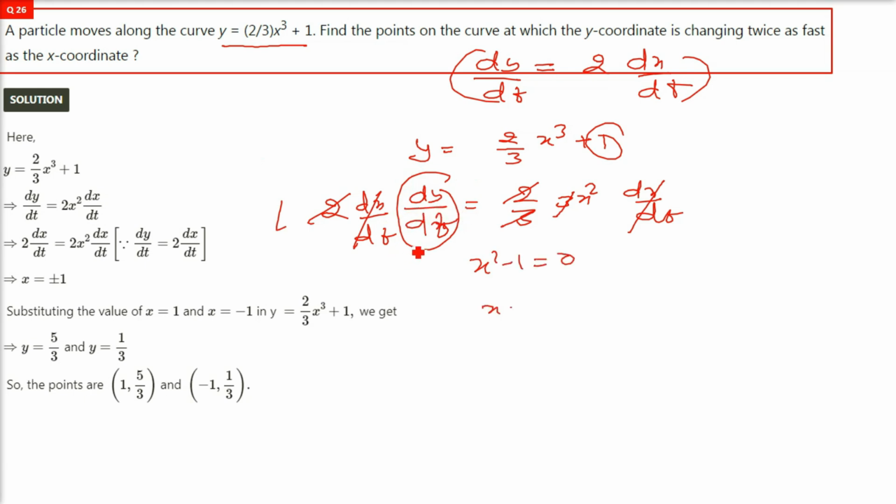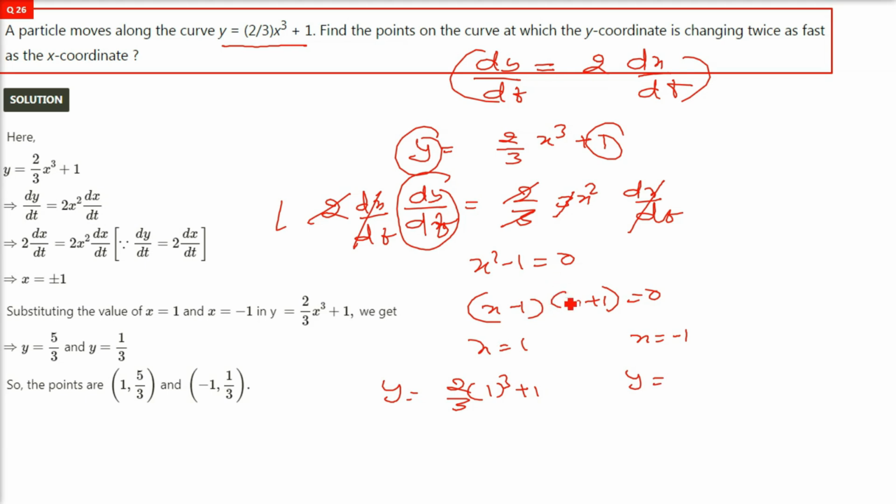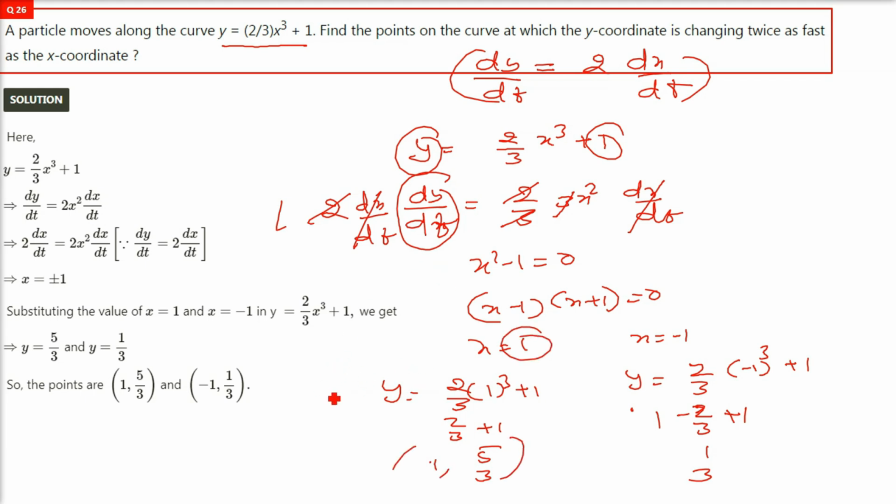So x square minus 1 is equal to 0. This will be x minus 1 into x plus 1 equals 0. So x will be 1 and x will be minus 1. Now what will be the value of y corresponding? For x equals 1, y will be equal to 2 by 3 into 1 cube plus 1. Here y will be equal to 2 by 3 into negative 1 whole cube plus 1. So 2 by 3 plus 1 and minus 2 by 3 plus 1. So 1 plus 2 by 3 is 5 by 3. 1 minus 2 by 3 is 3 minus 2 by 3, which is 1 by 3. So 1 comma 5 by 3 is the first point, and minus 1 comma 1 by 3 is the second point.